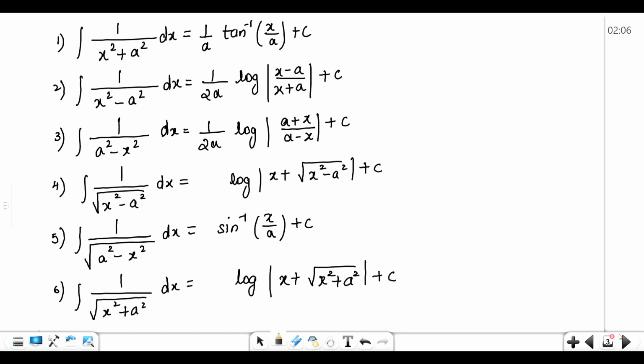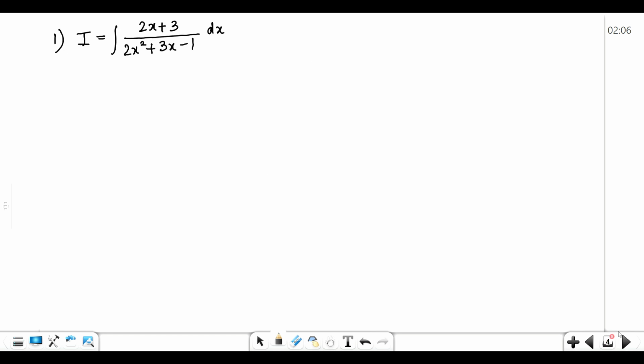Now we are going to solve the first sum, that is I equal to the integration of (2x + 3) upon (2x² + 3x − 1). Again, in the numerator it is a linear term because the highest power is 1, and in the denominator we have a quadratic term because the highest power is 2. Now we will follow the same steps.